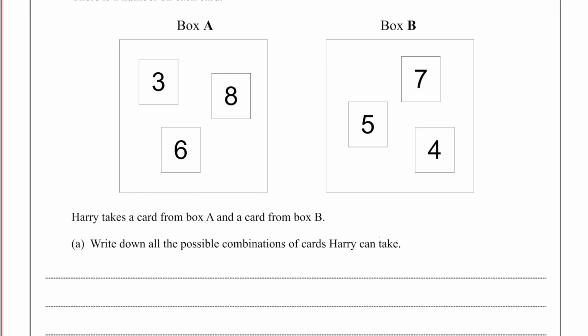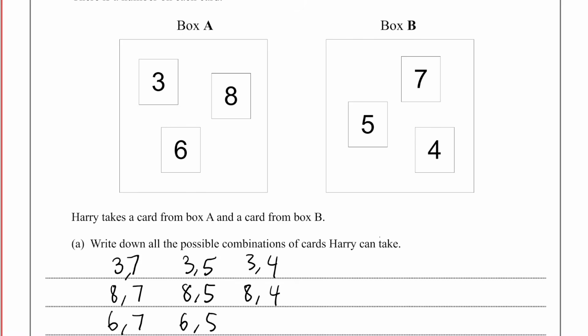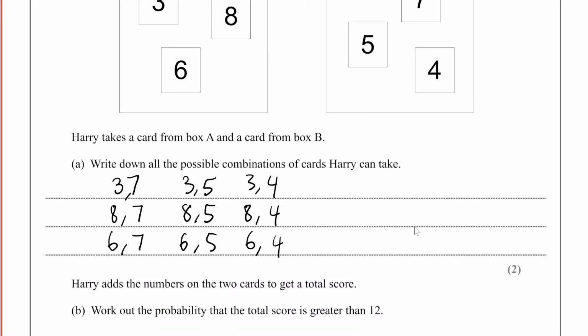So I'm going to do 3 with all of them, and then 8 with all of them, and then 6 with all of them. So we can have 3 with 7, 3 with 5, and 3 with 4. We can have 8 with 7, 8 with 5, and 8 with 4. And we can have 6 with 7, 6 with 5, and 6 with 4. So they're all the possible combinations.